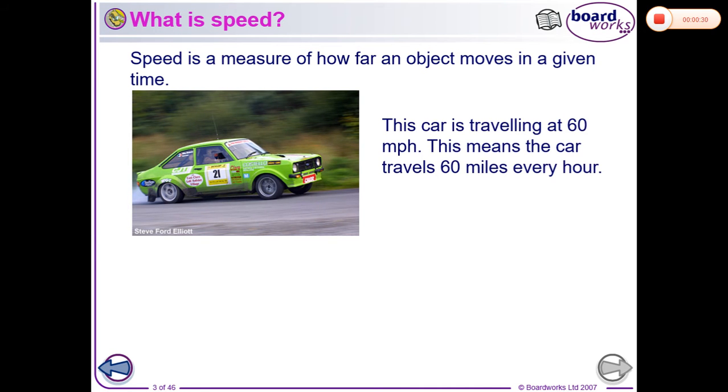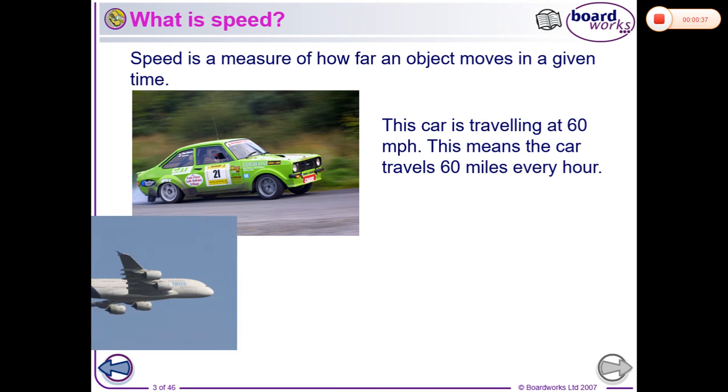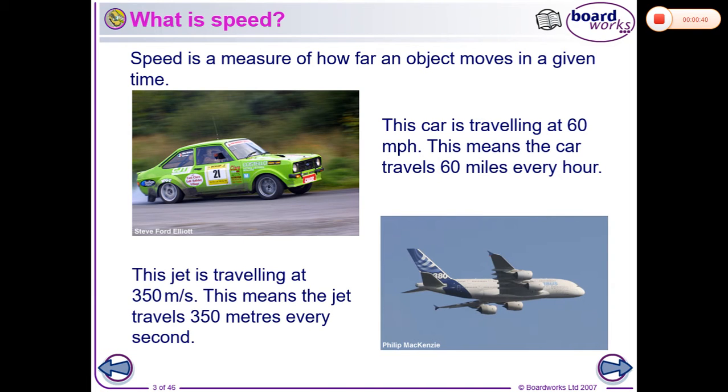Okay, for example, this car is traveling at 60 miles per hour. This means the car travels 60 miles every 1 hour. Okay, the plane or this jet is traveling at 350 meters per second. This means the jet travels 350 meters every second.